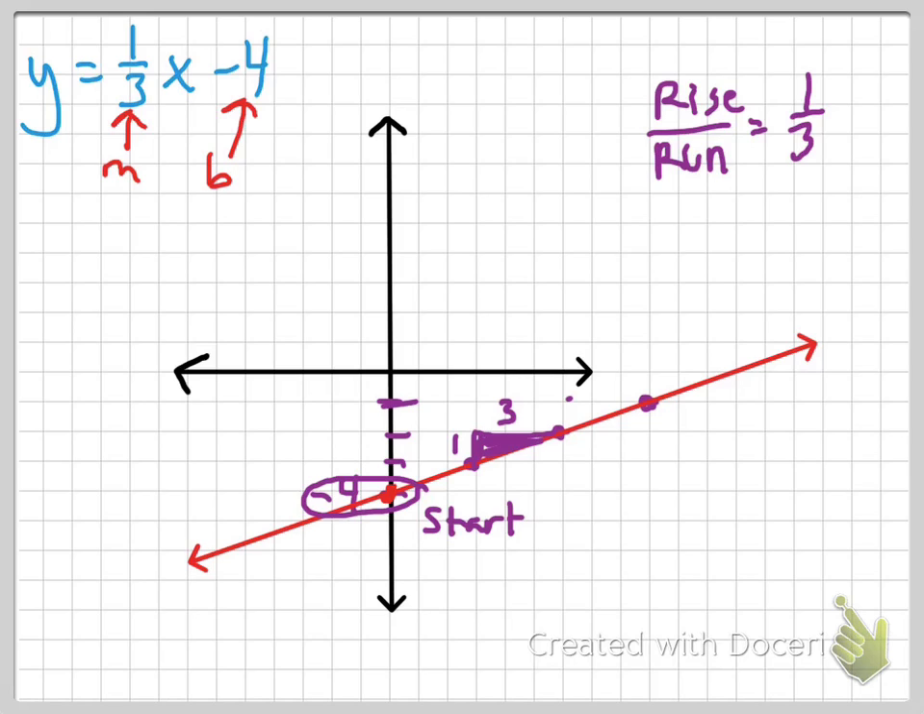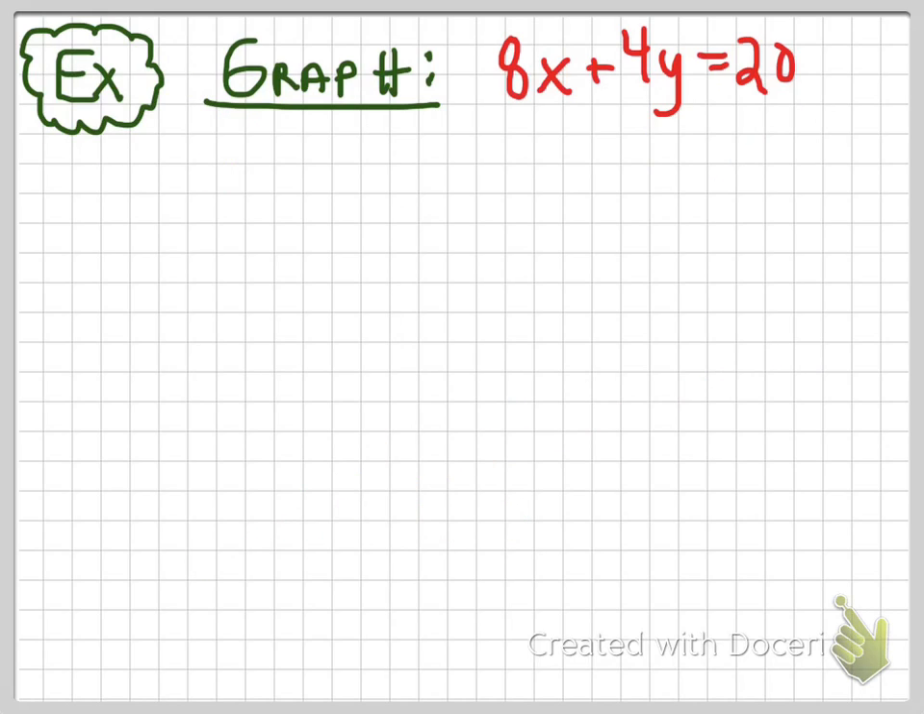So why don't you guys try one? This next example I'm going to put on the screen here. Why don't you pause the video for about 5 or 10 minutes and just give it a try. See if you can go through the whole process. Can you graph 8x plus 4y equals 20? So here's your example, 8x plus 4y equals 20. You try it, pause the video, and just go for it. Graph this line.